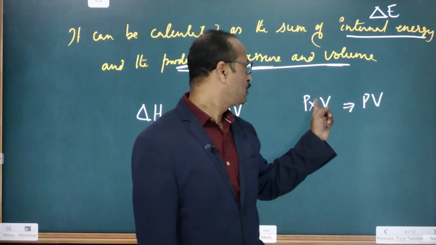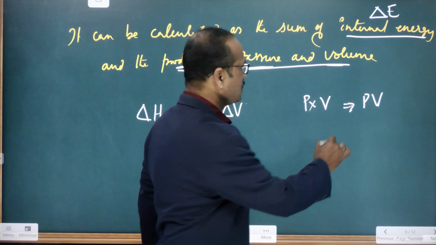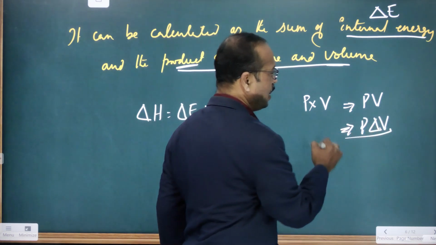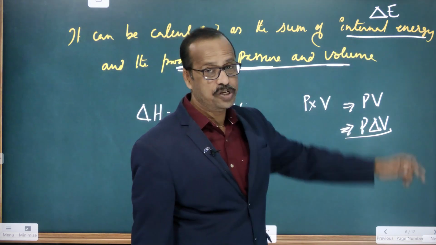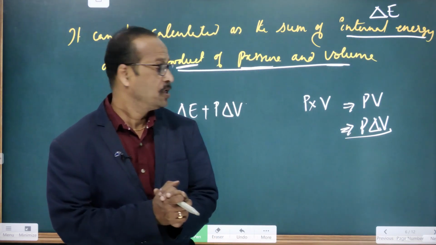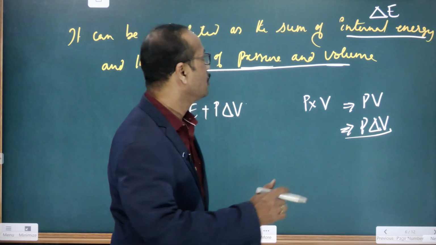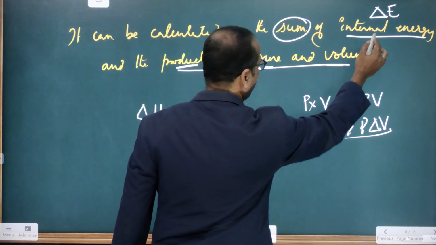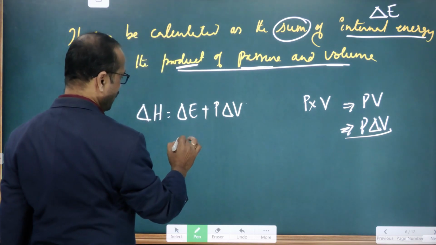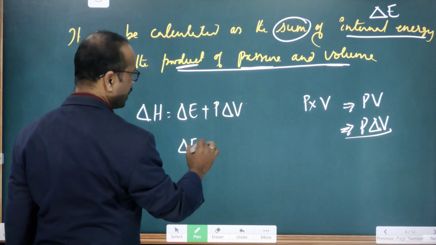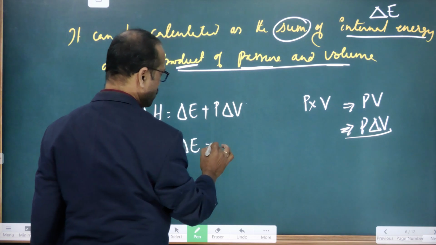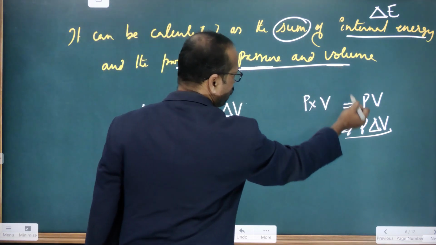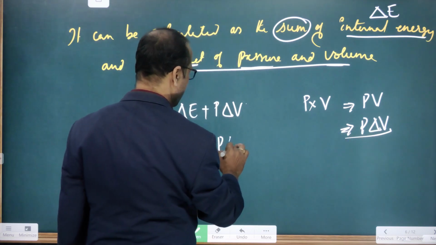So here we can write the PV as P delta V. Delta represents what? The change. So, change in the volume. Now see here, the sum means the addition of internal energy, which is delta E. Sum means plus, and the product means multiplication of pressure and volume. So that is P delta V.